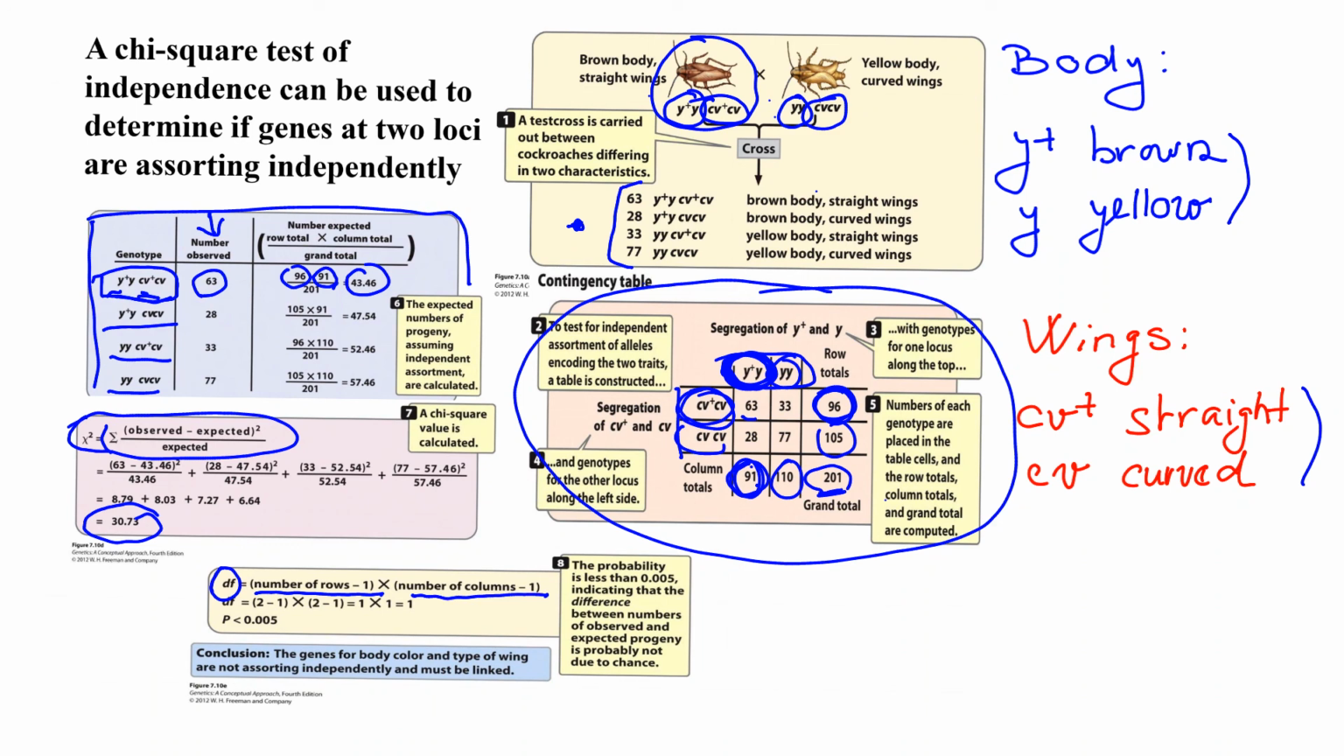So you open your book, you look in the table, and you see that the probability corresponding to chi-square number 30.75 is lower than 0.005. So what does it tell you? This result tells you that the probability indicates that the difference between the number of observed and expected progeny is probably not due to chance.